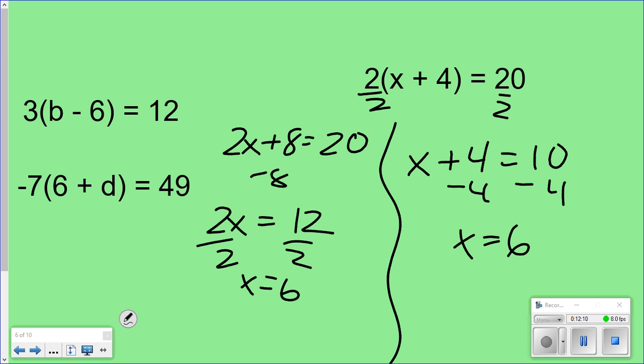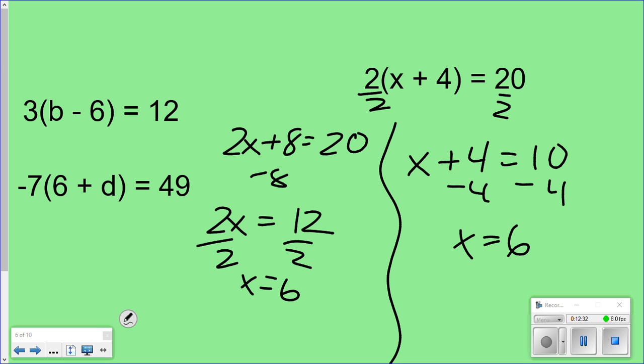Now you might be wondering what my favorite way of doing it is. When I first see problems like this with whole numbers, my brain immediately goes to distributive property. But division is actually easier when you hit fractions and decimals. Now let me show you why, okay? Because I'm going to have a fraction come up, and I'll show you why division way is easier.